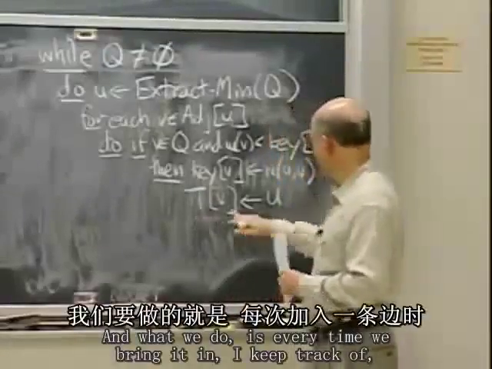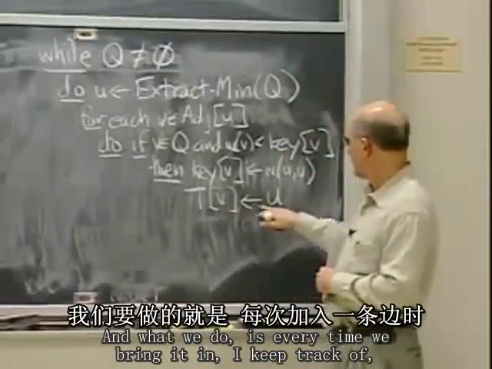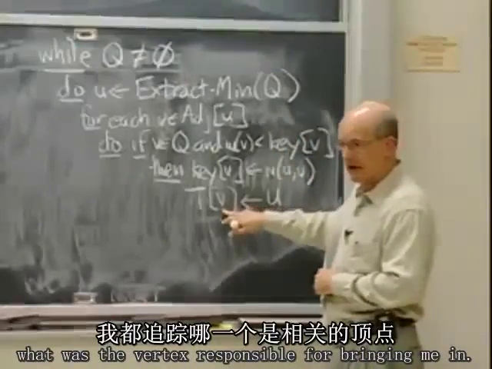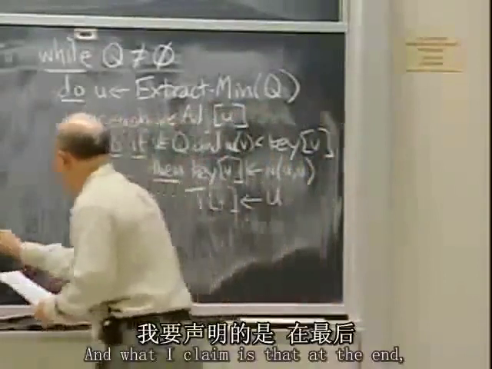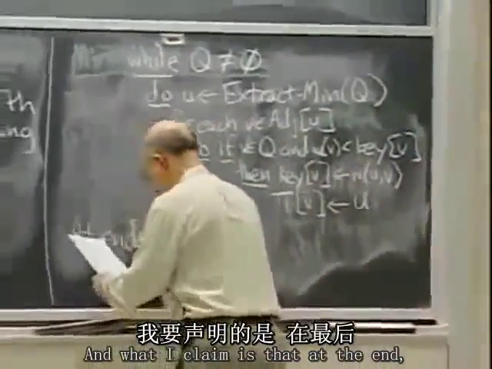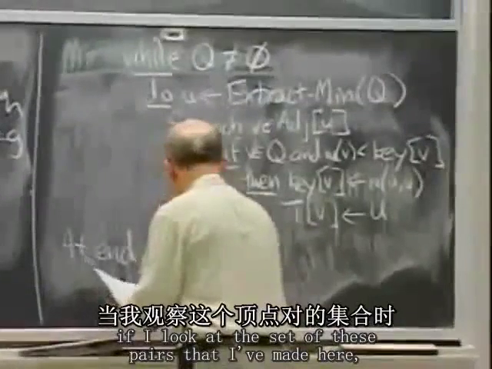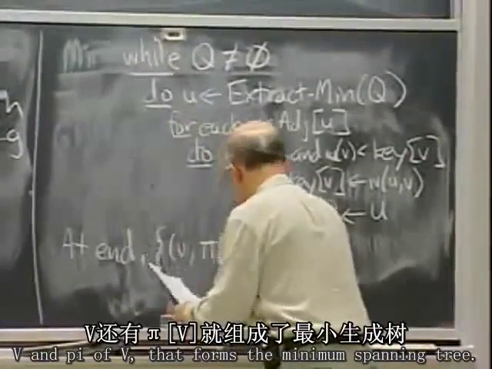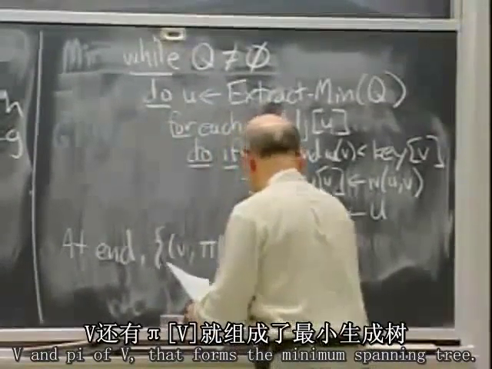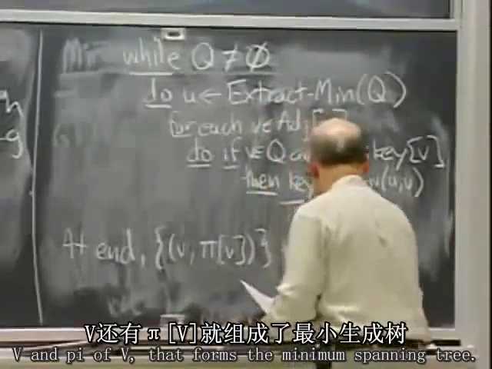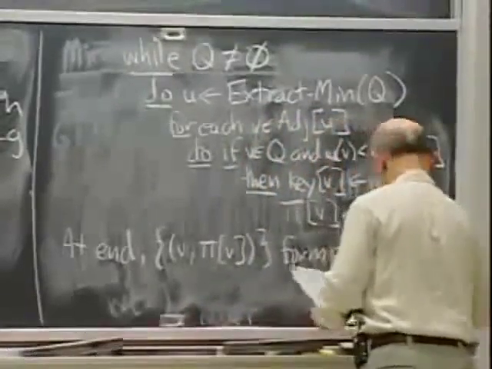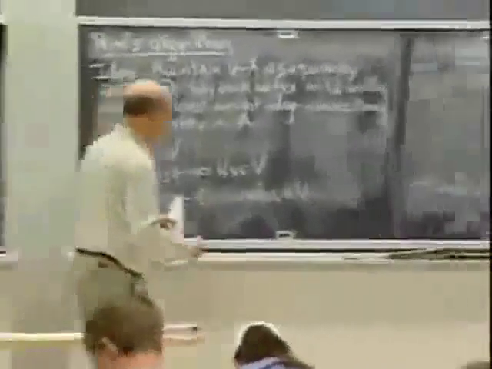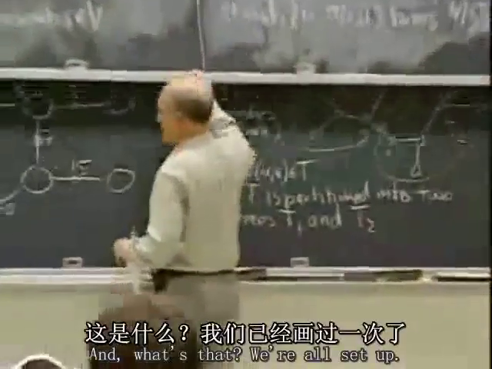And what we do is every time we bring it in, I keep track of what was the vertex responsible for bringing me in, and what I claim is that at the end, if I look at the set of these pairs that I've made here, V and pi of V, that forms the minimum spanning tree. So let's just do this. And with that, we're all set up.